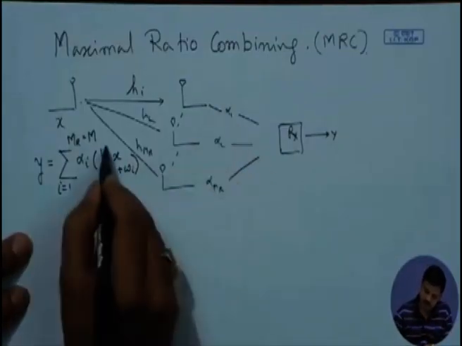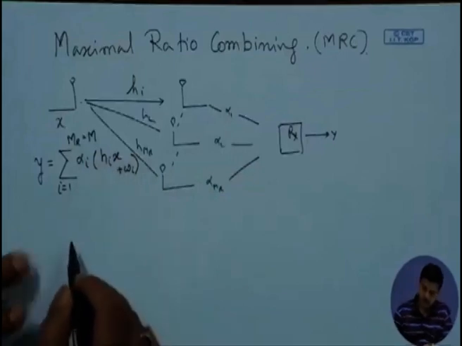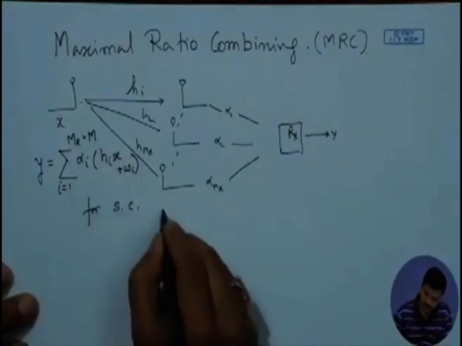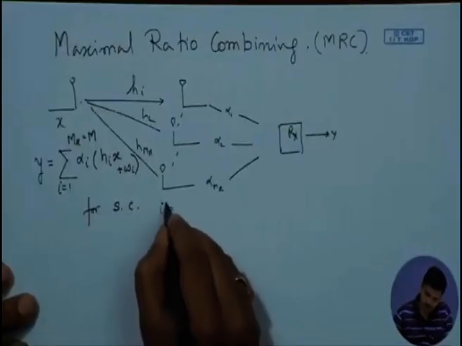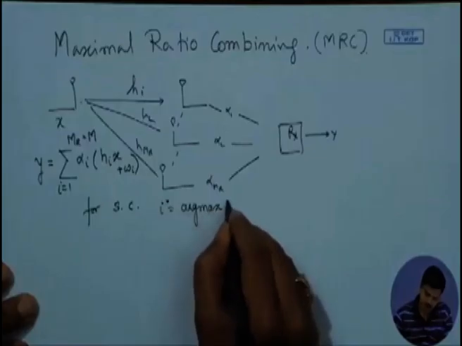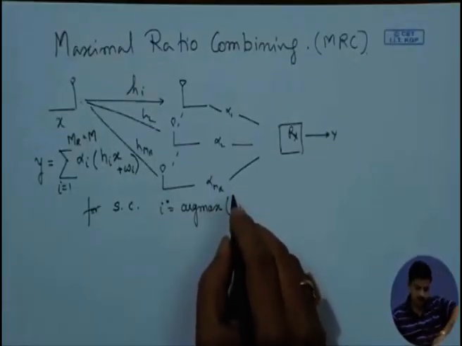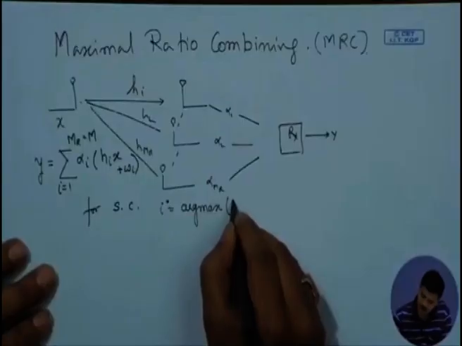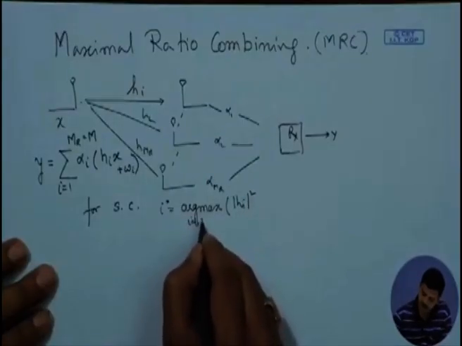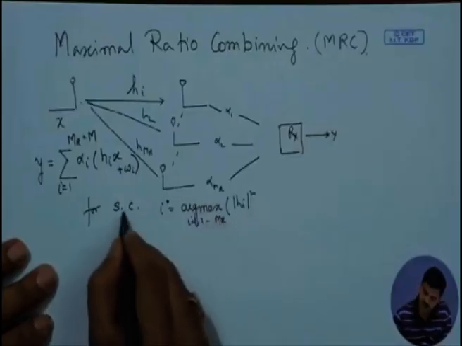So this weight factor is getting multiplied with whatever is received. For selection combining, the combining was done by i star equal to argmax of gamma i, or argmax of mod h i squared, for i equals 1 up to MR. This is what we did for selection combining.